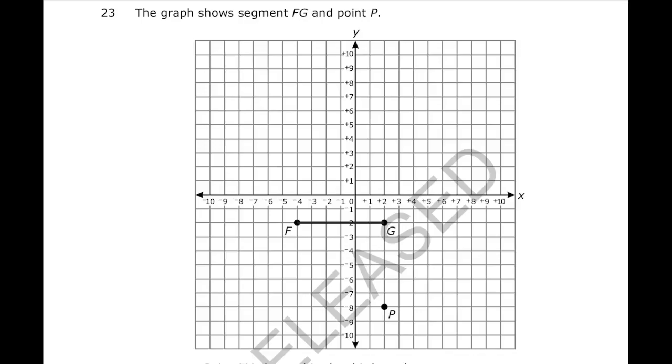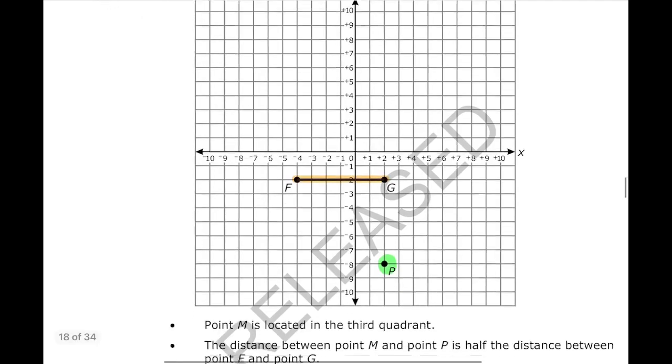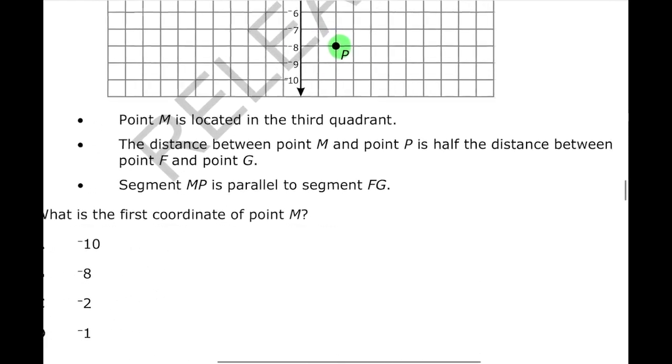All right, number 23 gives us a graph and it shows a line segment FG and then point P. So let's just highlight that. Here's point P and line segment FG. It gives us some bullet points.